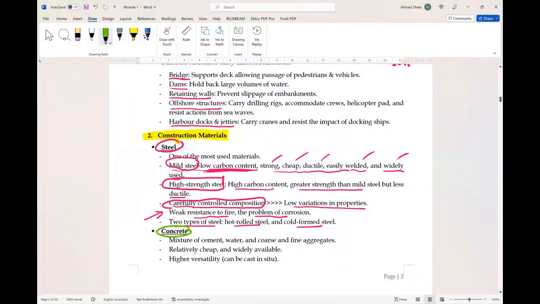concrete. Concrete is a mixture of cement, water, coarse and fine aggregate, and some admixtures. The main advantage of concrete is that it is relatively cheap and widely available. It is the most commonly used material in the construction industry. It has higher versatility, and it can be cast in situ.